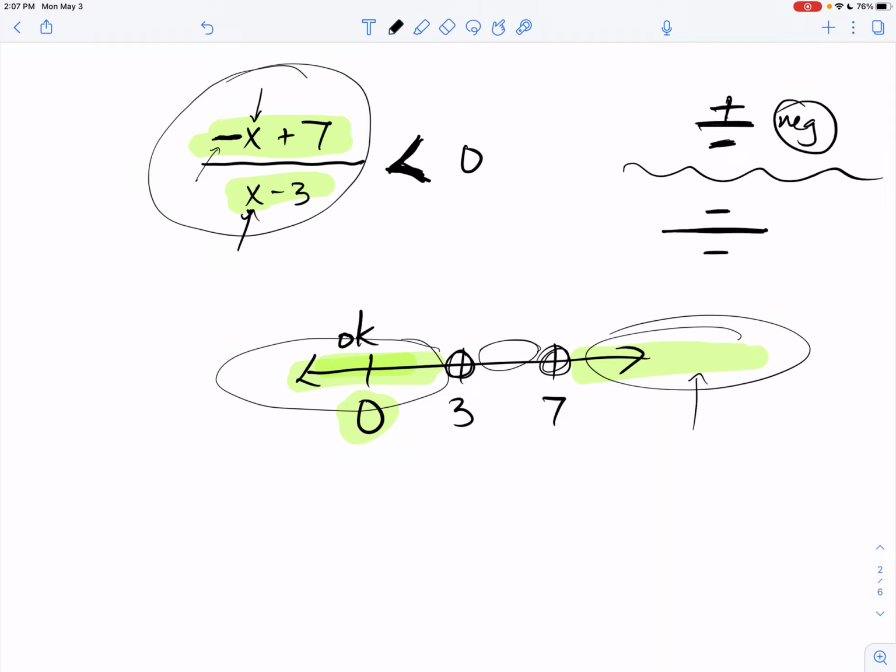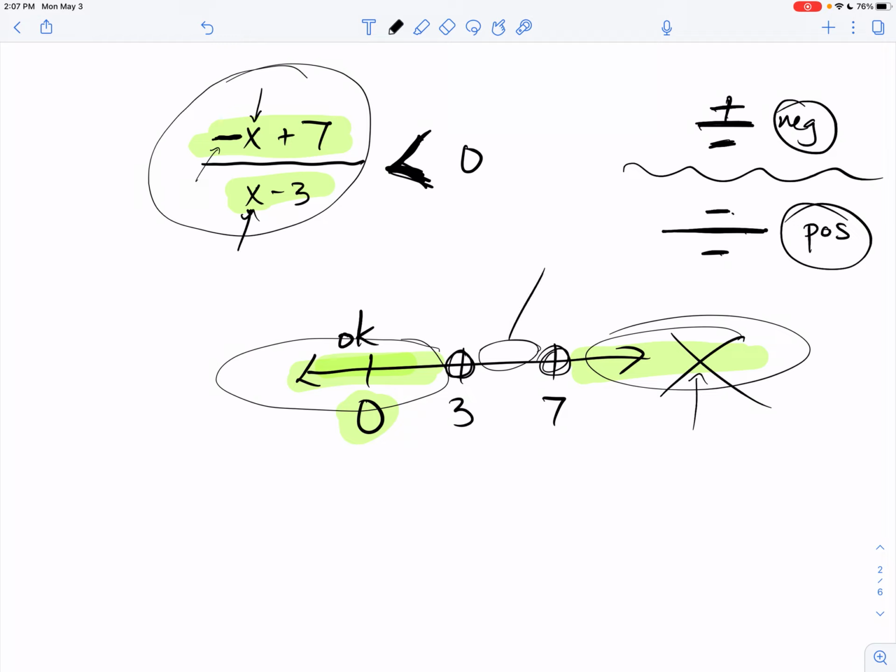Oh, wait a minute. I am wrong. See? I jumped the gun. I was thinking, oh, I'm totally going to get this part to work out. But guess what? A negative divided by a negative is a positive. And I know for sure positive stuff is not less than 0. So this stuff over here is not good.